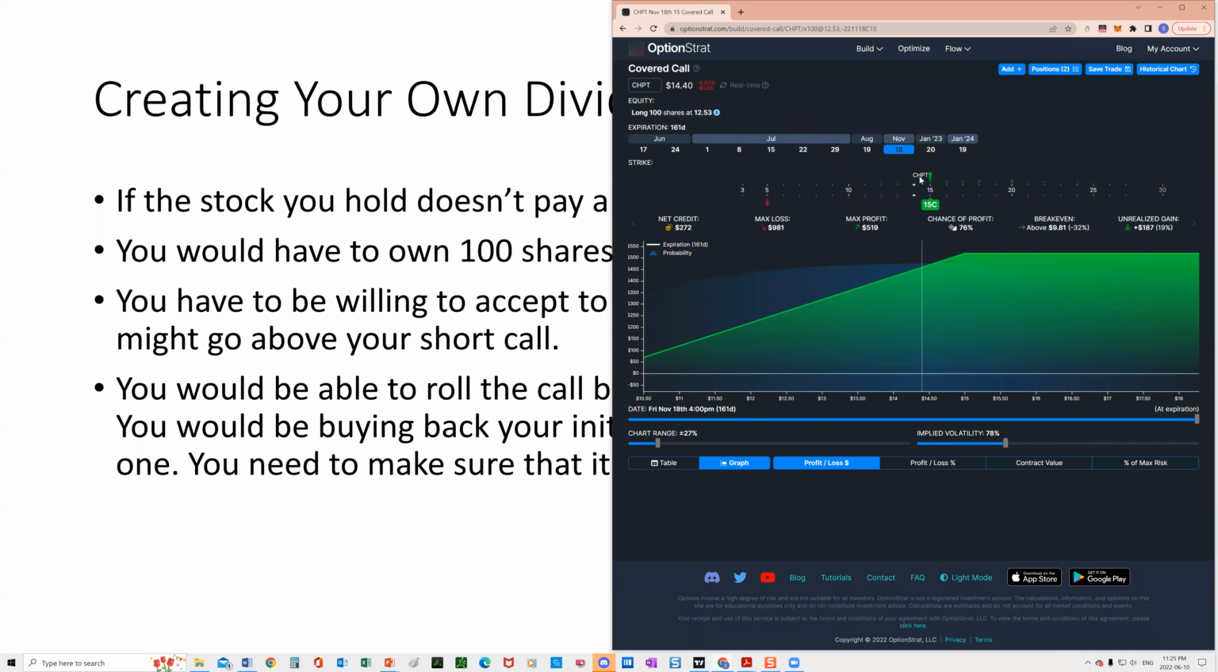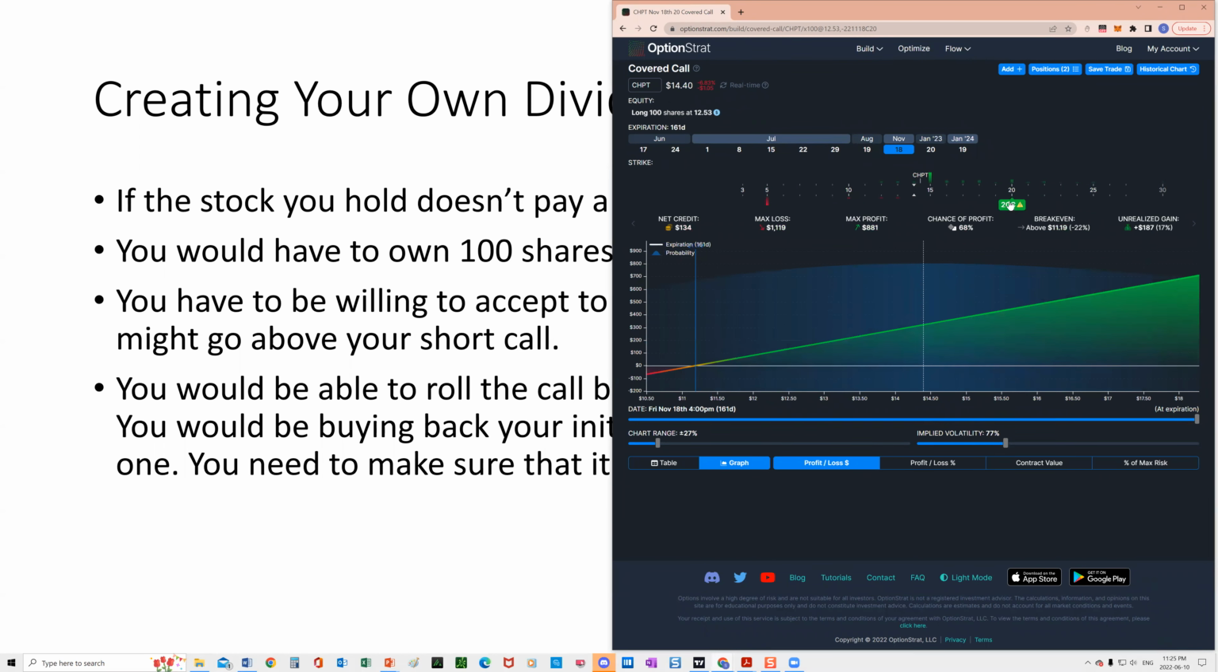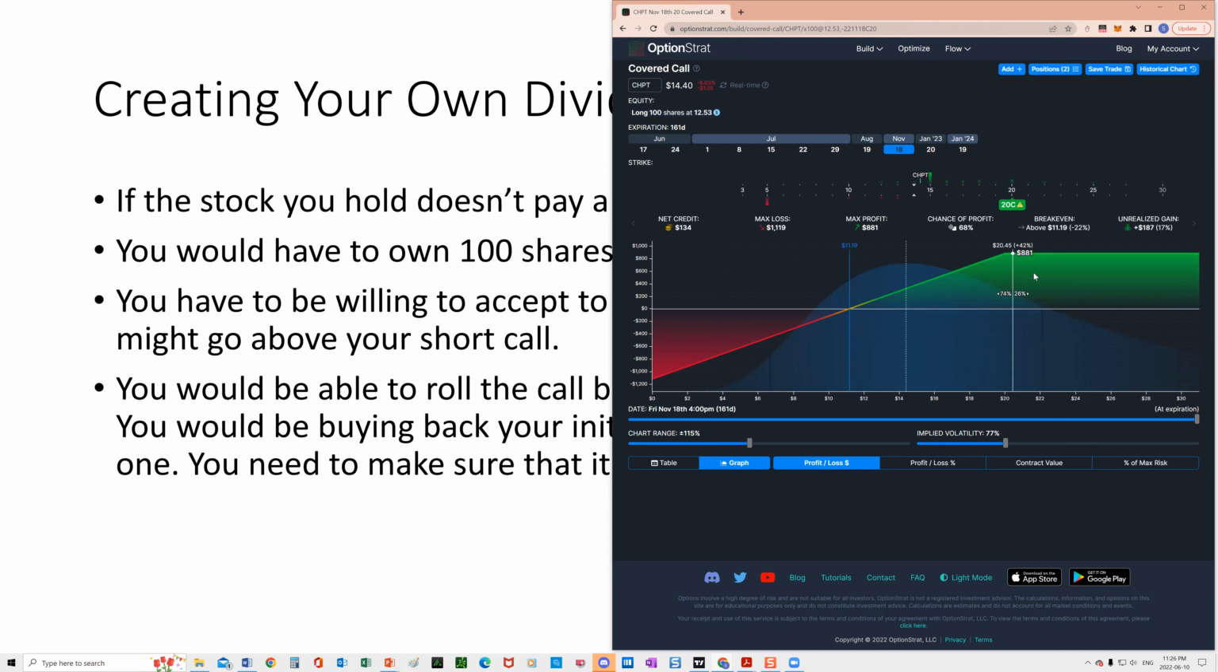Okay? The further out you go in time, the more money you'll collect because you're basically selling time premium. But also keep in mind that the further out you go in terms of expiration, the less money you'll get. Okay? But that also means that if the stock price goes up, your max profit could be higher. So if you bought ChargePoint at $12.53 after your put got exercised, and you sold like the November 20, right? And it got up to $20 a share, you still made a pretty good return off of this stock. Okay? So this is just creating another dividend.